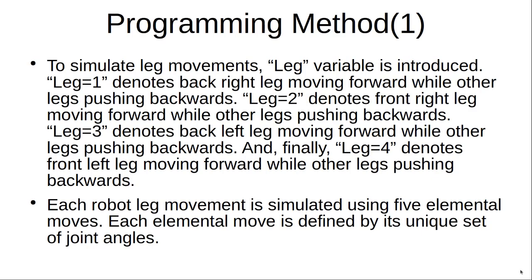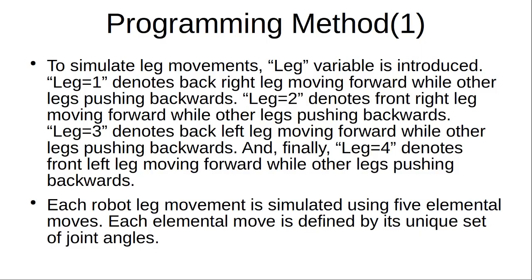But before demonstrating its results, I would like to provide brief explanation of the programming method. To simulate leg movements, leg variable is introduced. Leg equal 1 denotes back right leg moving forward, while other legs pushing backwards. Leg equal 2 denotes front right leg moving forward, while other legs pushing backwards. Leg equal 3 denotes back left leg moving forward, while other legs pushing backwards. And finally, leg equal 4 denotes front left leg moving forward, while other legs pushing backwards.